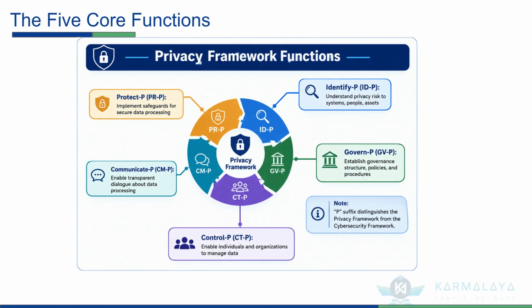The core is organized into 5 functions. Each function represents a high-level privacy outcome. Identify-P is about developing organizational understanding of privacy risk: what data you have, where it comes from, how it flows, and what risks it poses to individuals. Govern-P establishes the governance structure: policies, roles, responsibilities, and oversight mechanisms that enable ongoing privacy risk management.